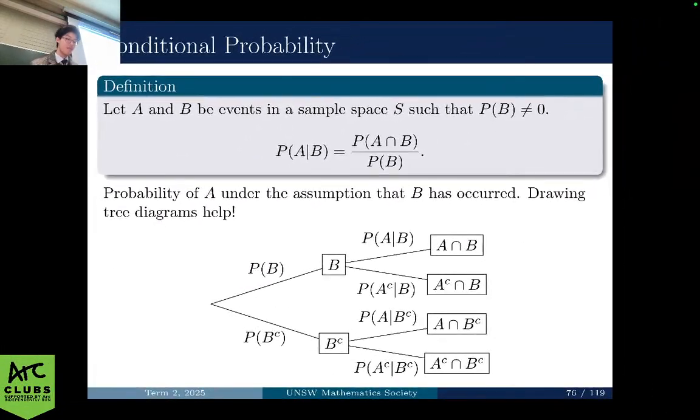Moving on to conditional probability. So let's say A and B are events within a sample space S, and that the probability of B is not 0. Then we have our formula: the probability of A given B equals the probability of A and B occurring, over P of B. Now you can also see this through a Venn diagram.